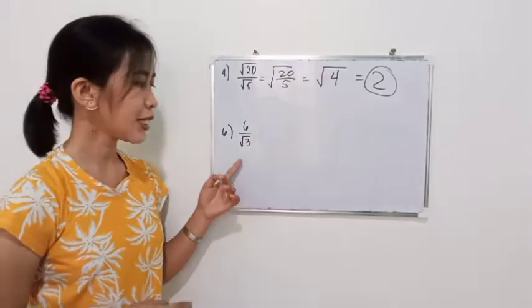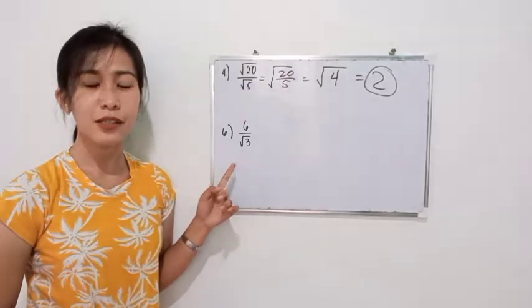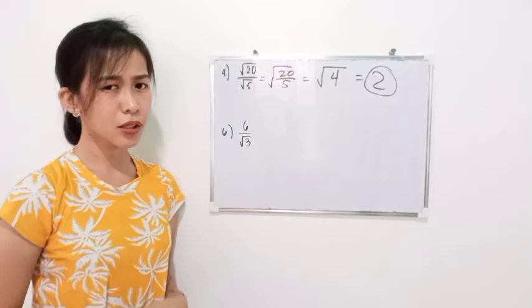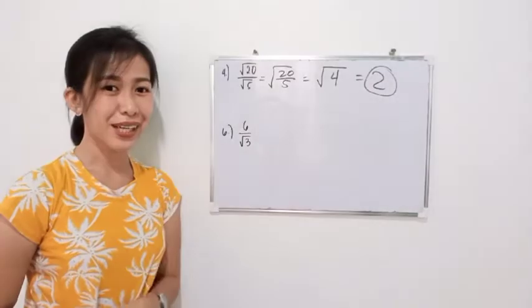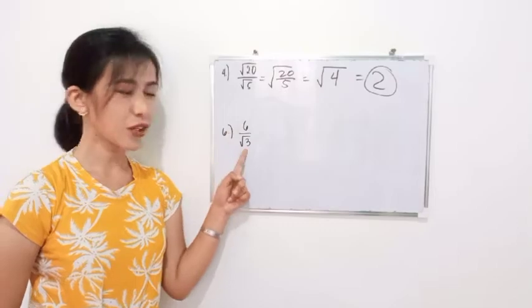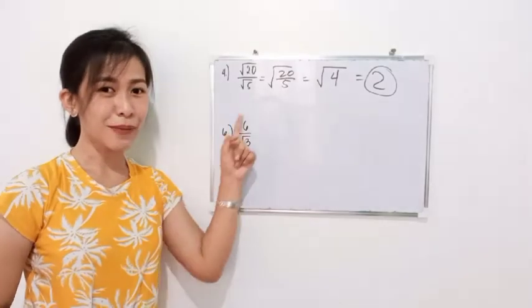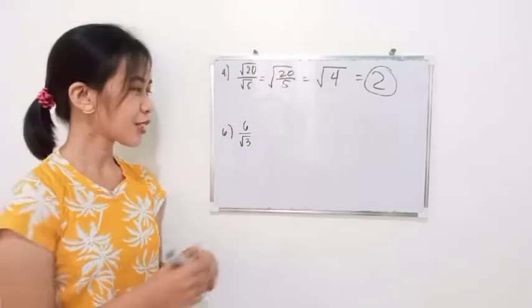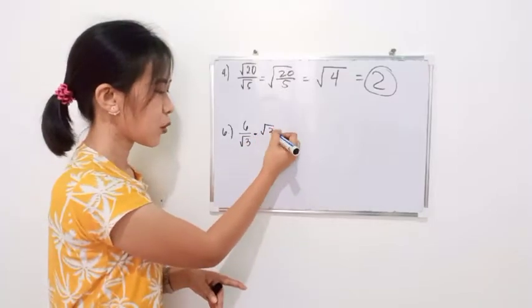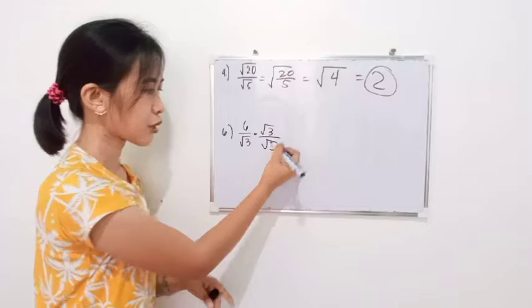Ganun lang kasimple. And then, next, we have 6 over square root of 3. Okay, as you can see, dito ang may recommend ko is rationalizing the denominator. Why? Bakit ba rationalize natin yung denominator? Tingnan maigi, ang given, si 6 ay hindi radical. Si square root of 3 ay radical. Therefore, magkaiba sila. Tama? So, what are we going to do is to just rationalize. Alright? So, we are going to divide both sides by square root of 3.